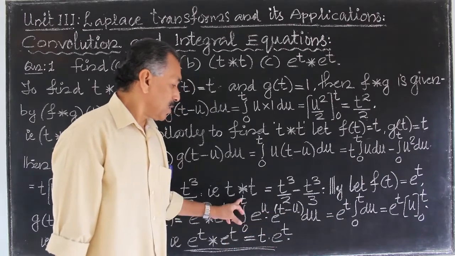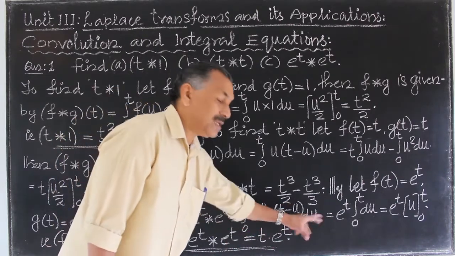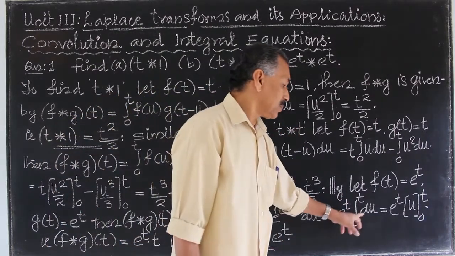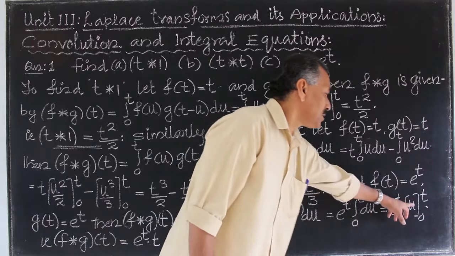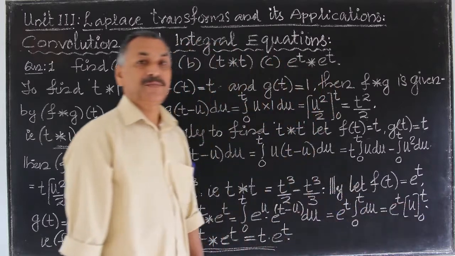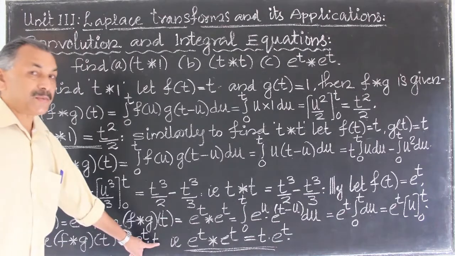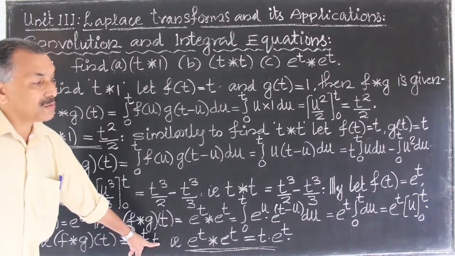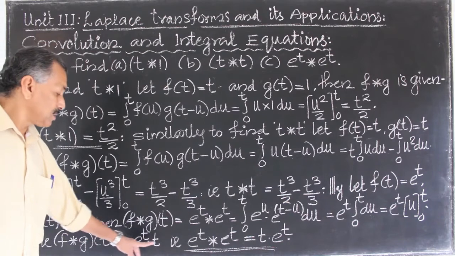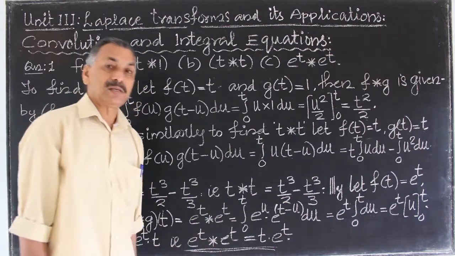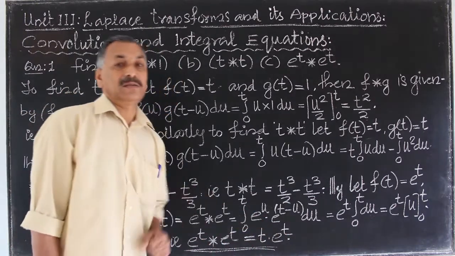This is equal to the integral from 0 to t of e raised to t du. E raised to t outside, e raised to t times the integral from 0 to t of du. The integral of du is u between 0 and t. That is e raised to t into upper limit t, lower limit 0, that is e raised to t into t. So e raised to t after e raised to t is equal to t e raised to t.